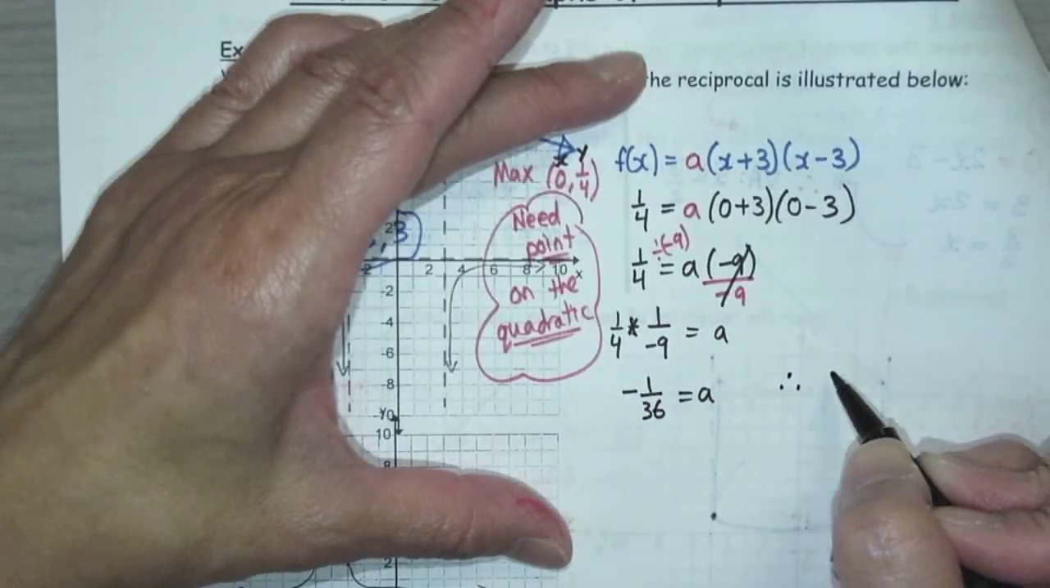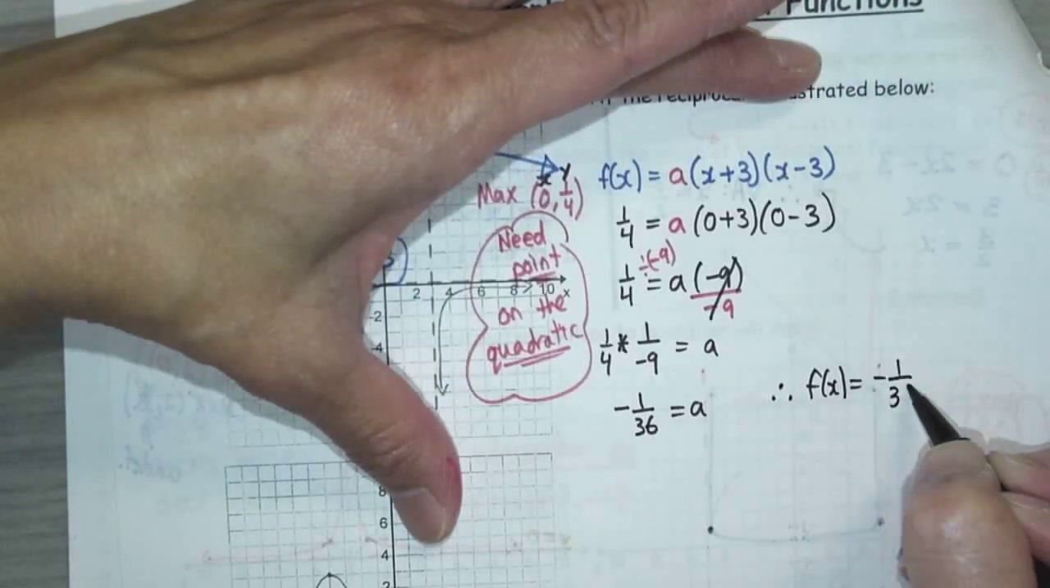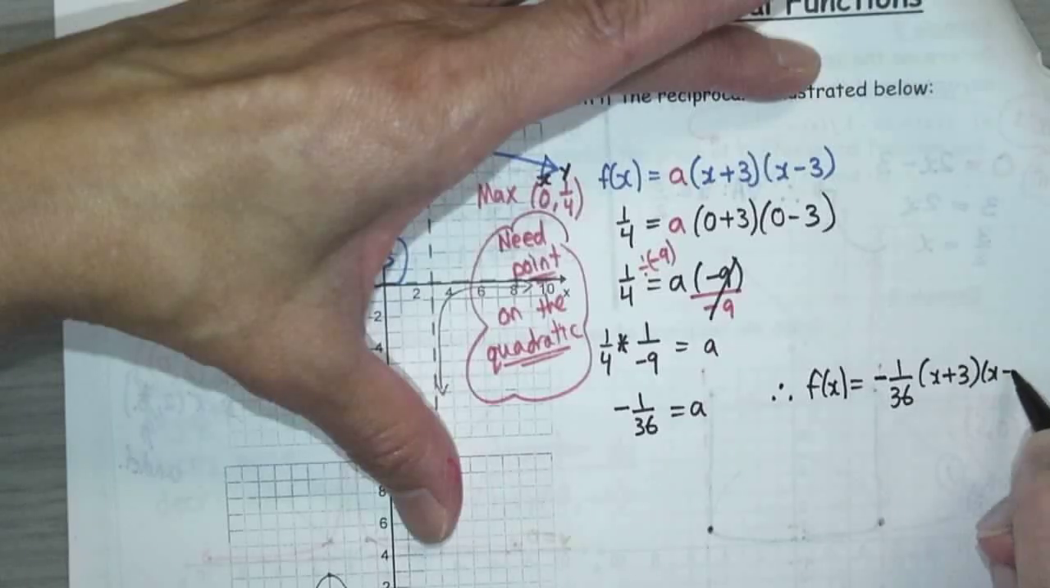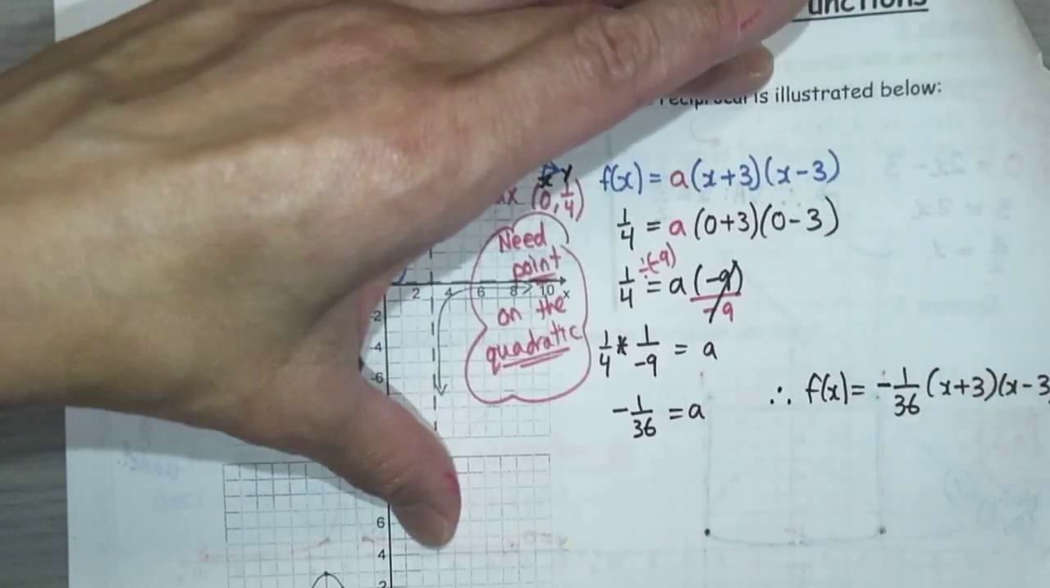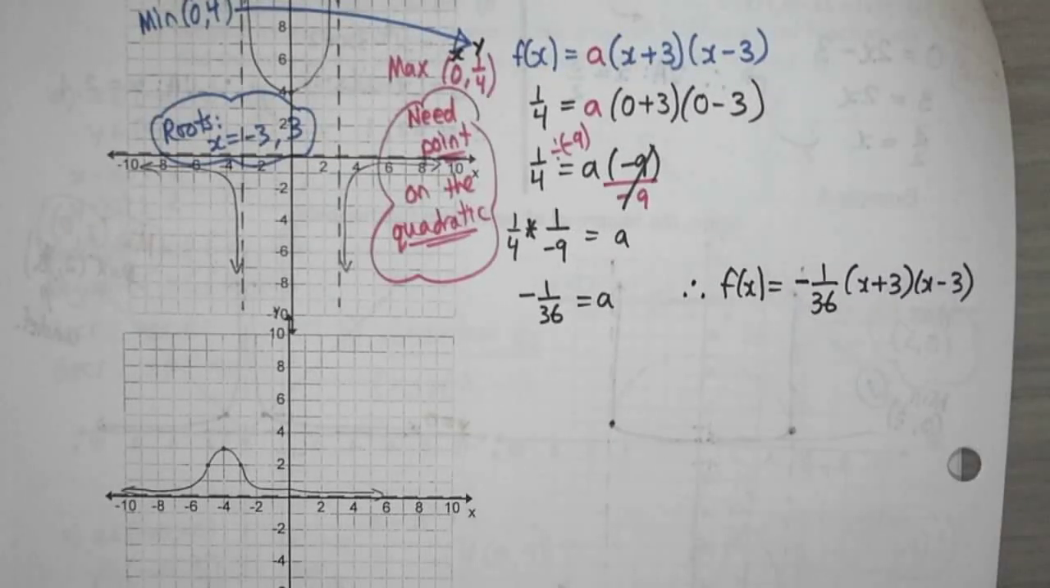So therefore, f of x equals -1/36 (x + 3)(x - 3). And you can leave it in factored form.